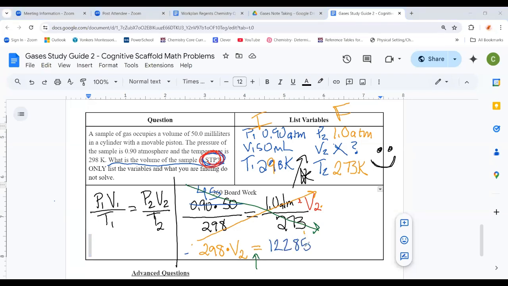Okay, now I want V2 by itself, so I'm going to divide both sides by 298, which I'm really happy about because that was an enormous number. I kind of want to get rid of it. V2 is now equal to 12,285 divided by 298, and everybody should have gotten 41.22 milliliters.